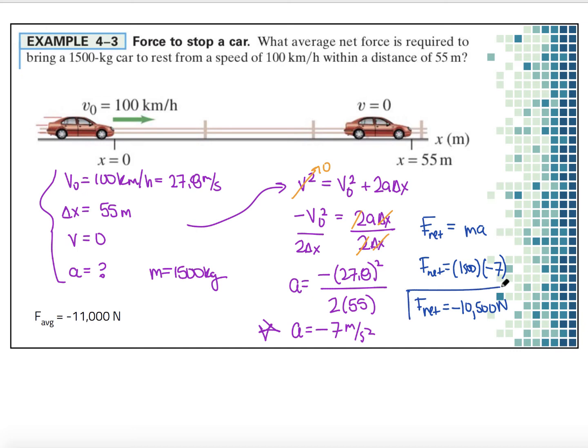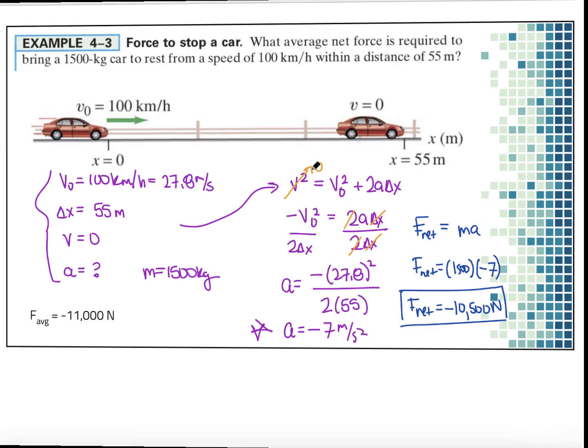And so the reason that our answer here was negative 11,000 is simply because I only had 2 digits in my original numbers. So it wasn't very precise, so I did a lot of rounding for my final answer. So what to take away from this is, sometimes you will have to use kinematics to find the acceleration in order to use Newton's second law. And that's okay because kinematics really is just solving a kinematic equation.